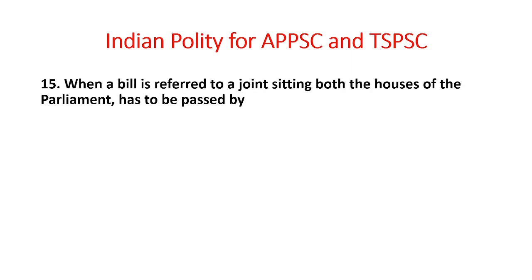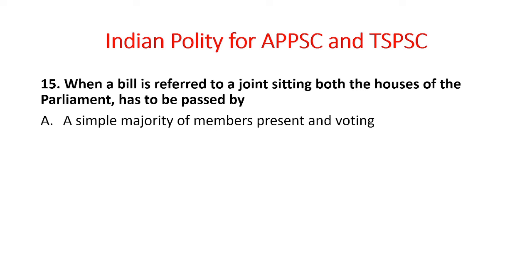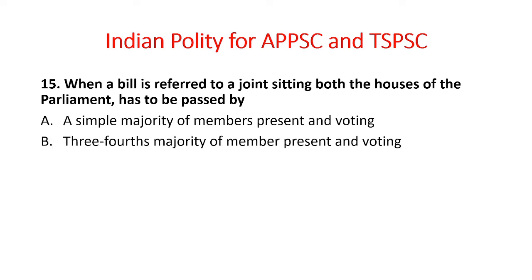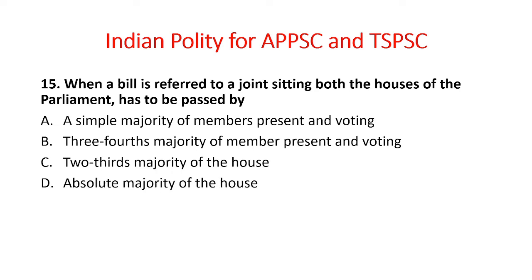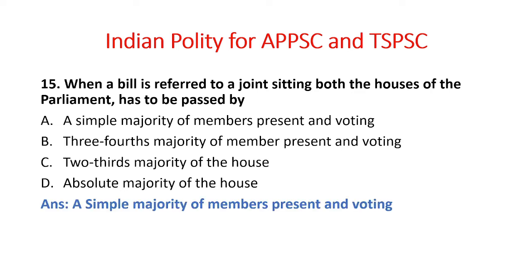Next. When a bill is referred to a joint sitting, both the houses of the parliament have to pass it by: and the options are a simple majority of members present and voting, three-fourth majority of members present and voting, two-third majority of the house, absolute majority of the house. When a bill is referred to a joint sitting, okay, both the houses of the parliament have to pass it by the simple majority of the members present and voting. Just get to know what a joint sitting is also, okay?